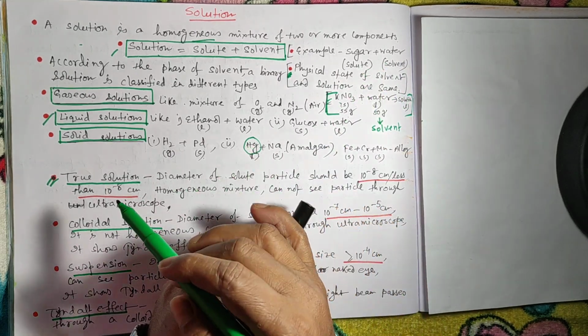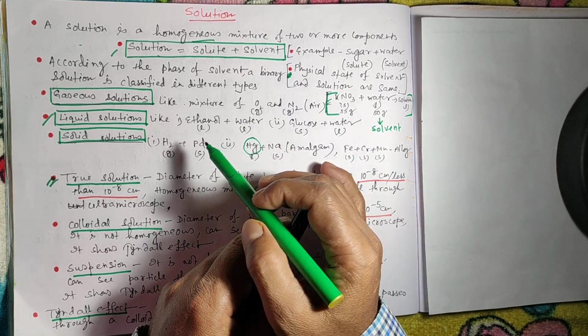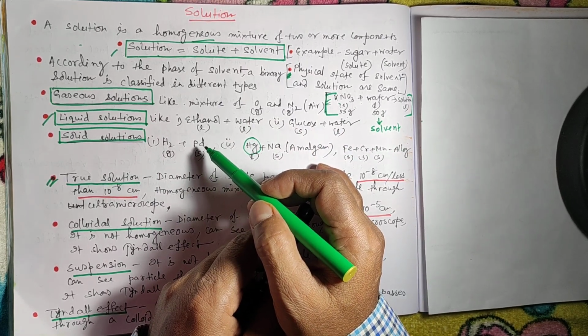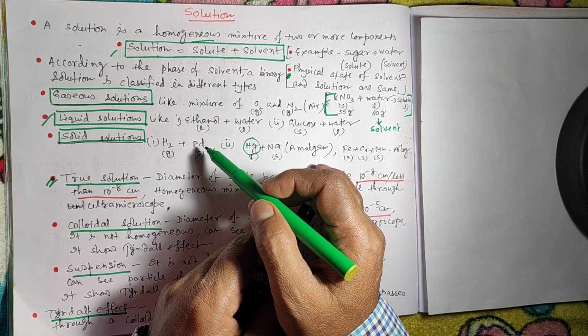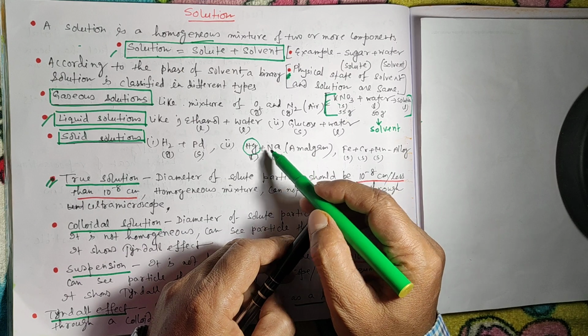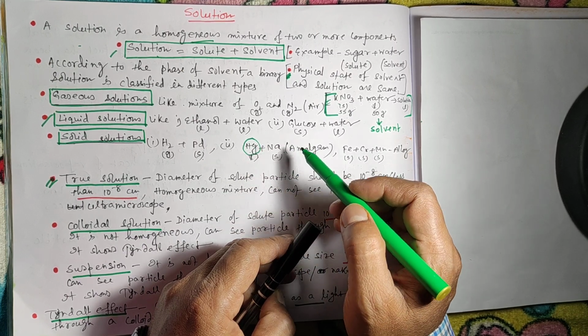Now solid solution, for example hydrogen and palladium. This is the case of adsorption. Basically, palladium absorbs hydrogen gas on its outer surface. Another one is sodium amalgam. Amalgam is due to mercury.